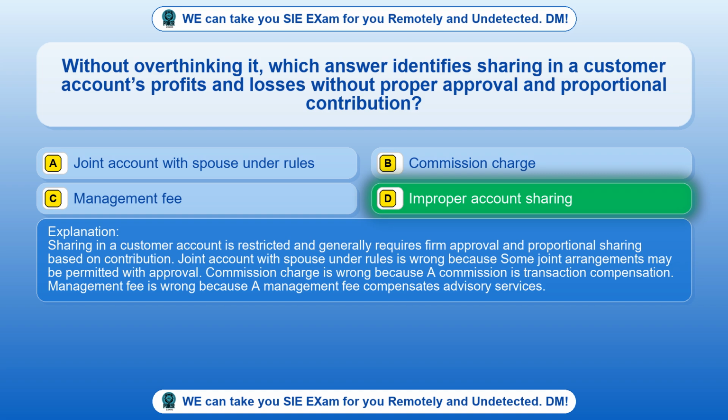Joint account with spouse under rules is wrong because some joint arrangements may be permitted with approval. Commission charge is wrong because a commission is transaction compensation. Management fee is wrong because a management fee compensates advisory services.